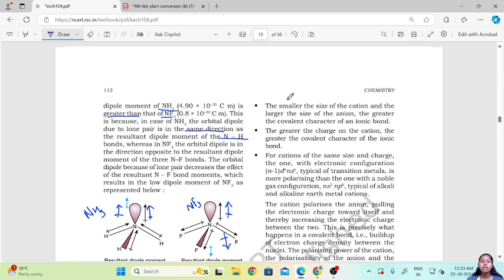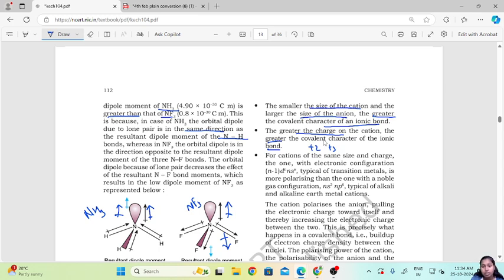The first one: the smaller the size of the cation and the larger the size of the anion, the greater the covalent character of an ionic bond. When the cation is smaller and the anion is larger, the covalent character of an ionic bond is greater. Next, the greater the charge on the cation, the greater the covalent character of the ionic bond. If the charge on the cation is high, like +2, +3, then the covalent character of the ionic bond is higher.